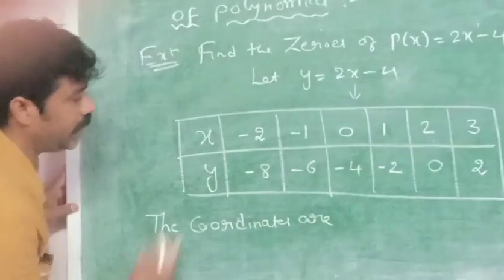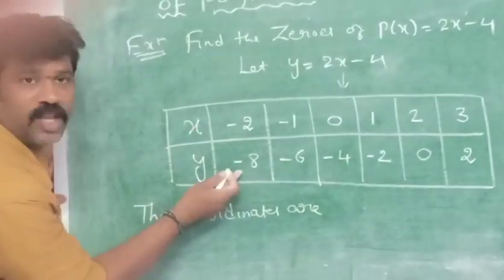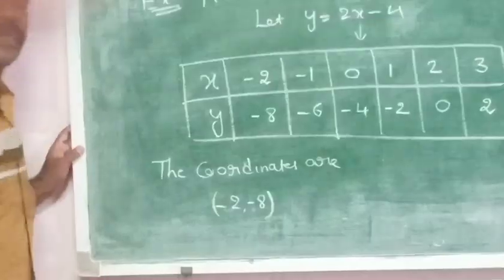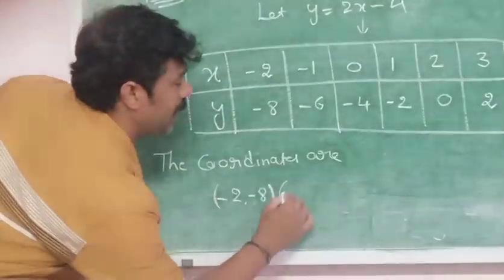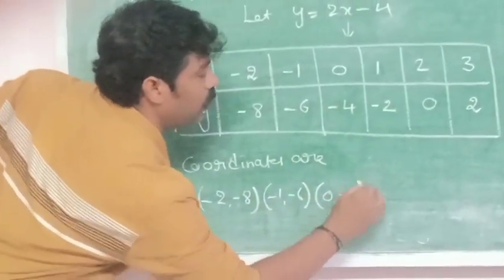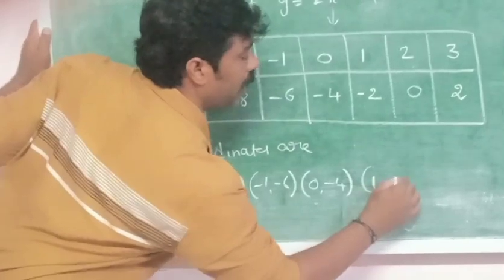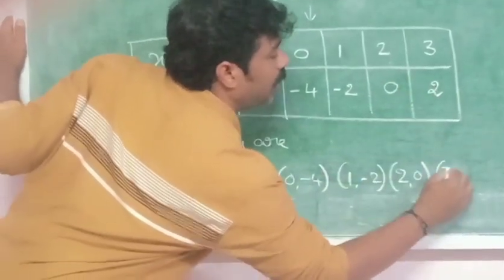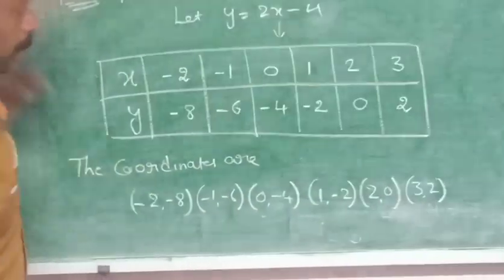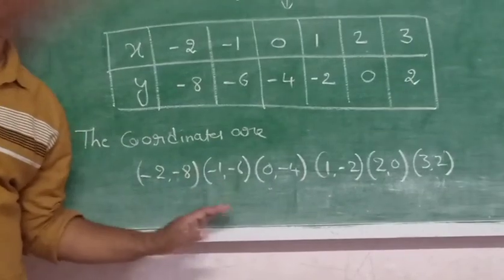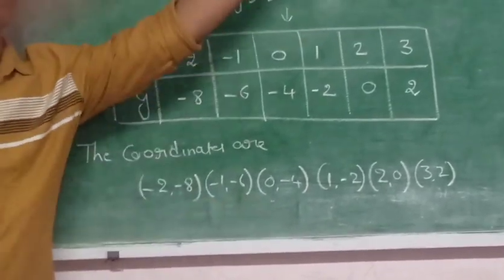So the coordinates are: x = -2, y = -8, so (-2, -8) is the first coordinate. Similarly (-1, -6), then (0, -4), then (1, -2), after that (2, 0), then (3, 2). Now we have got the coordinates. After getting the coordinates, we have to plot these points on the graph.